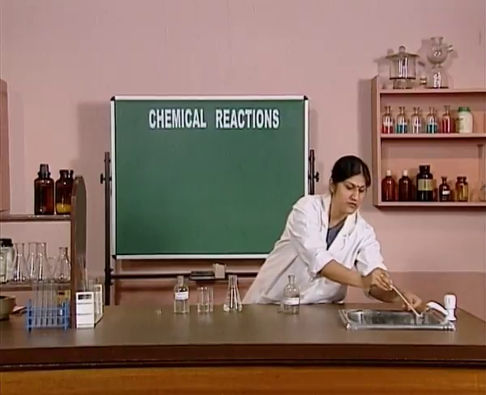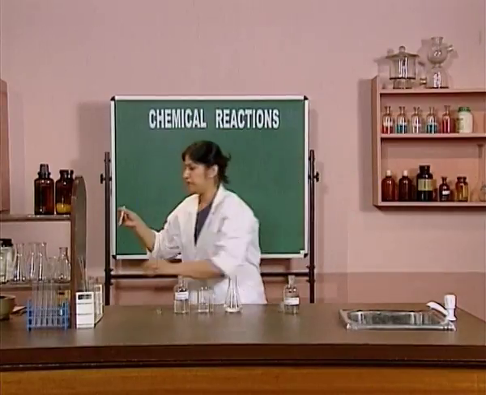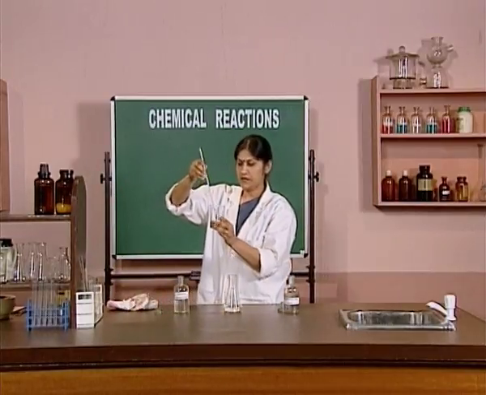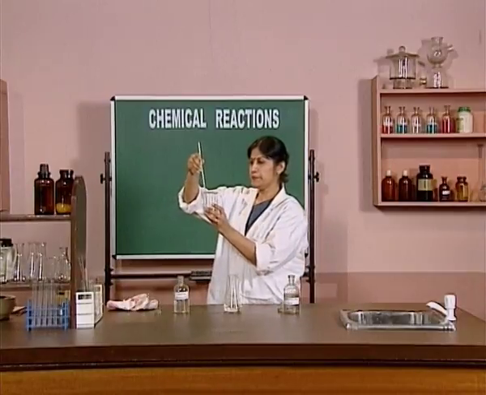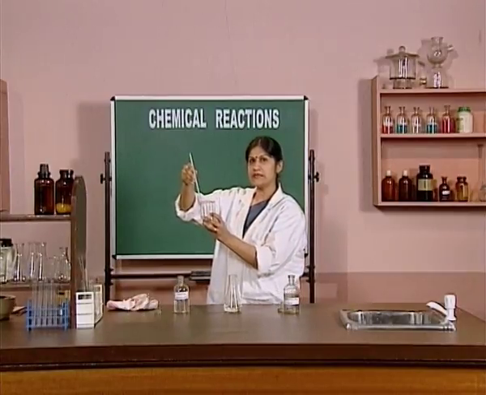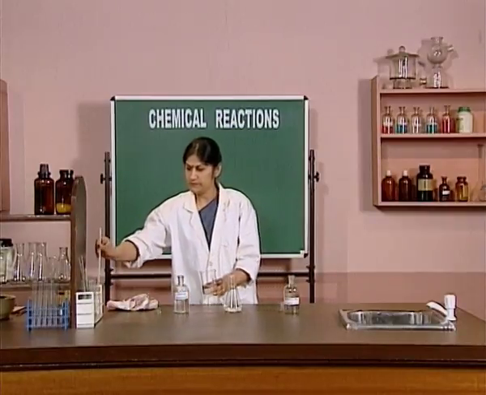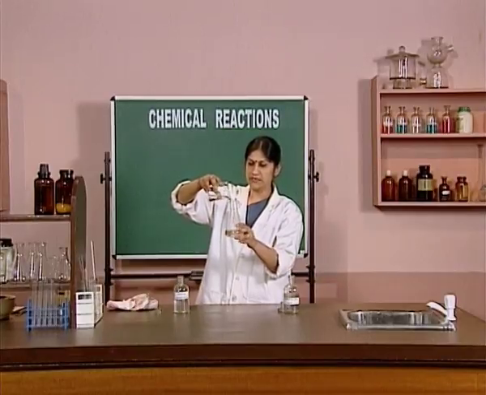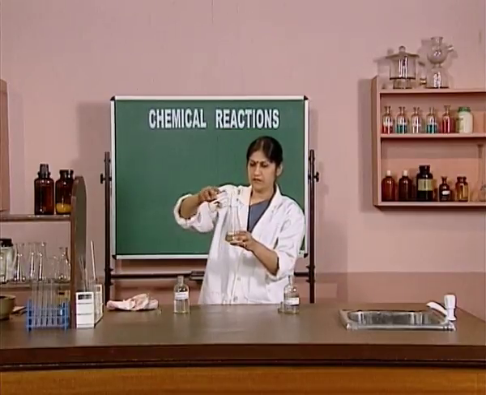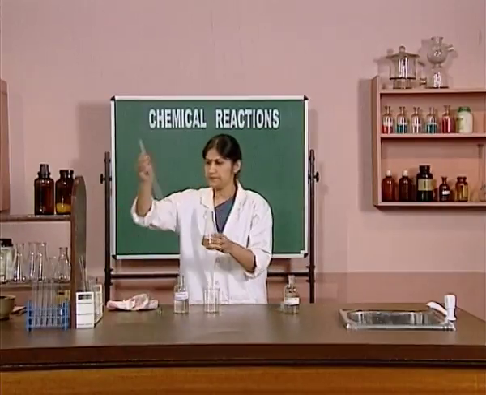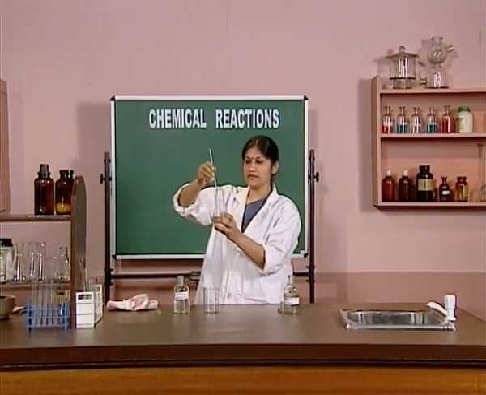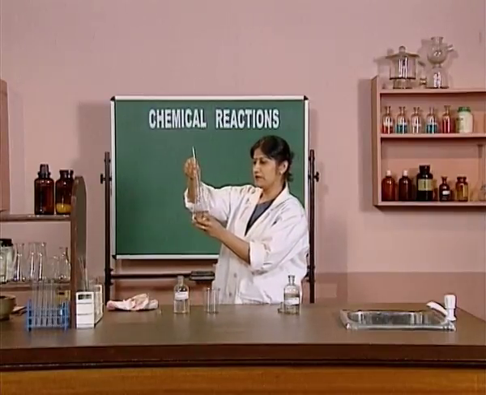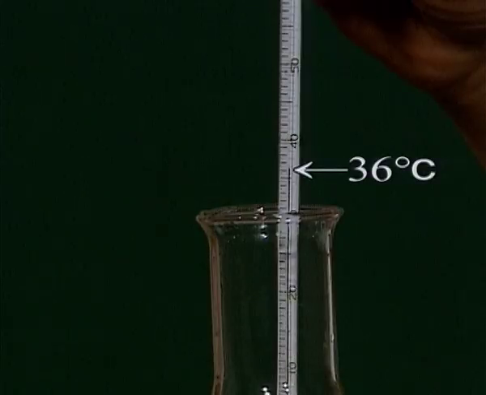We should always wash the thermometer before dipping into another solution. And the temperature of sodium hydroxide, it is also 20 degrees Celsius. Now, let's mix the base with the acid and measure the temperature. I can feel the conical flask getting warm, and the temperature is rising very sharply. It has moved to 36 degrees Celsius.